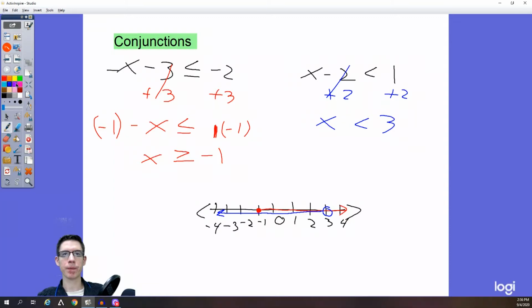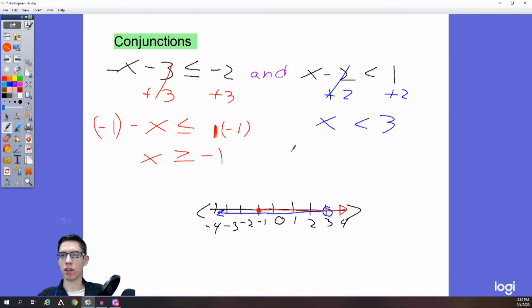Now here's the kicker. Today's lesson is on conjunctions. Conjunctions are an inequality statement where two separate statements are made in the context of our variable x. So we made one statement, and then we made a second statement, and now we're going to connect them with the word and.